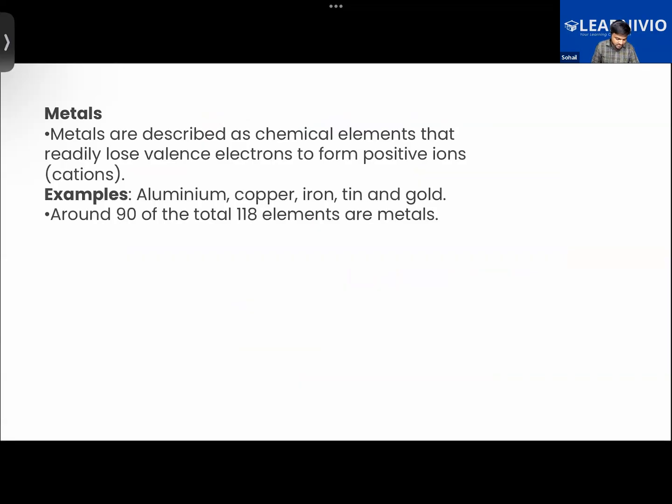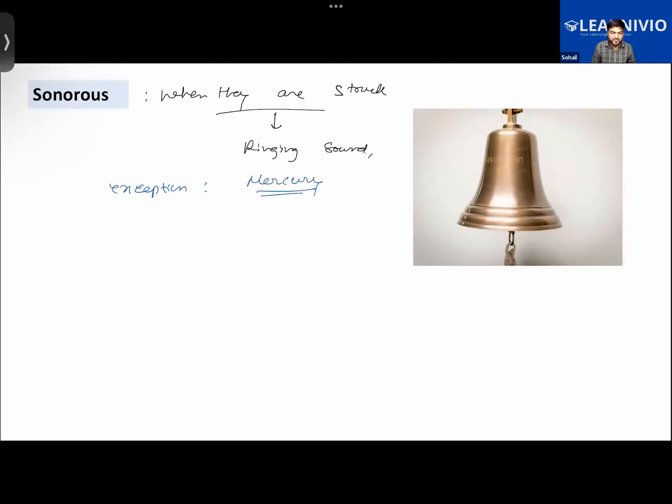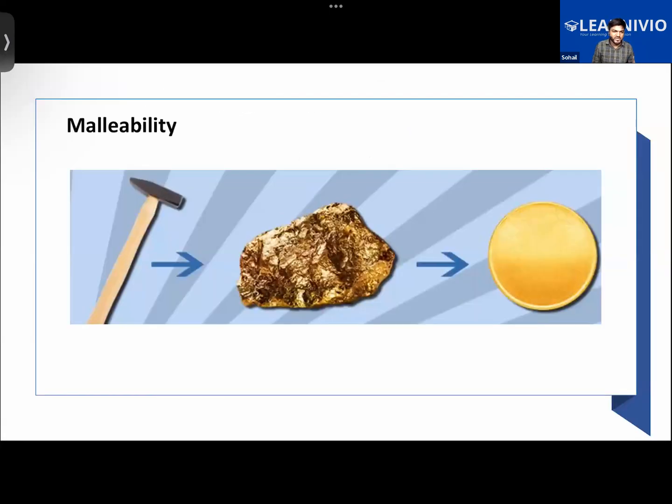Nonetheless, we see that metals are those objects that will be hard, that will be lustrous, that will produce sound upon being struck, that will be malleable and ductile, etc. So these are the physical properties of the metals. Further, they are tough and strong as well. They are sonorous. They will produce a ringing sound upon being struck. We have exceptions here, like sodium, potassium, or mercury. They don't have such property.